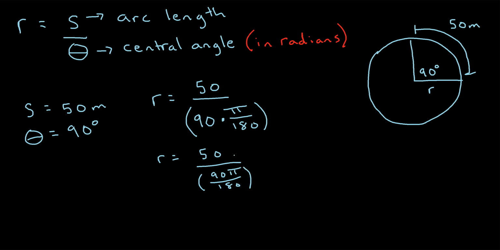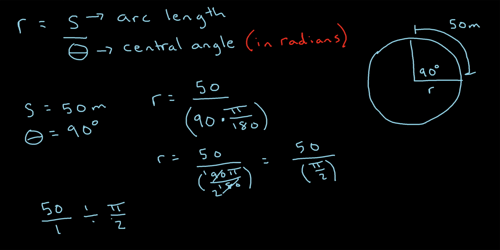Now we can reduce this fraction, 90 pi over 180, by recognizing that 90 will go into 180 2 times. So this can become a 1, denominator can become a 2. So we've really got 50 divided by pi over 2. So let's write that right here. 50, we'll say 50 over 1 divided by pi over 2.